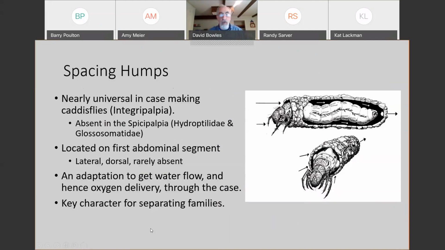They're an adaptation to get water flow through the case so they can oxygenate those gills. What they do is they hydraulically spread out those spacing humps, and then they force water by undulating their abdomen, and it pulls water through the case and over the gills. This is very useful for separating the families.